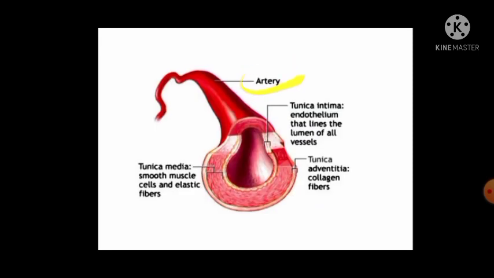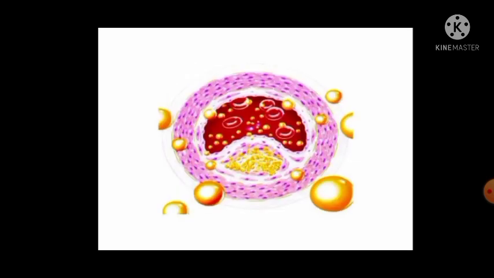This is a normal artery. This is tunica intima. This is tunica adventitia. This is tunica media. Tunica intima is the endothelium that lines the lumen of the vessel. At that lumen, the formation of fatty deposits occurs. Tunica adventitia is the collagen fiber membrane which protects the artery, and tunica media is the smooth muscle cells and elastic fiber which give elasticity to the arteries. This is all about the artery.